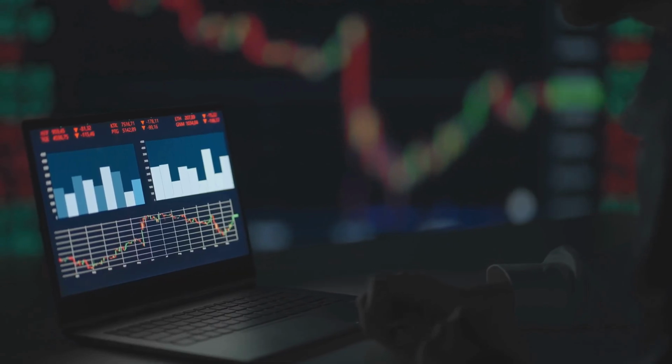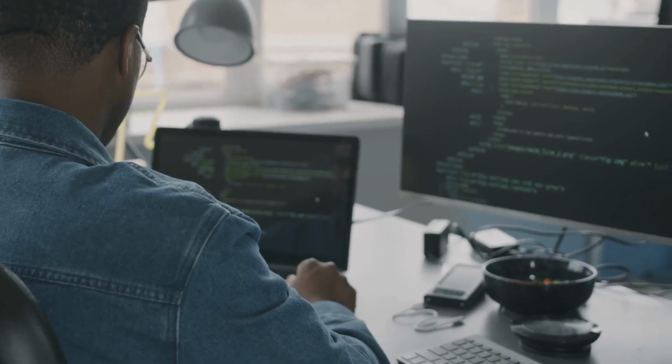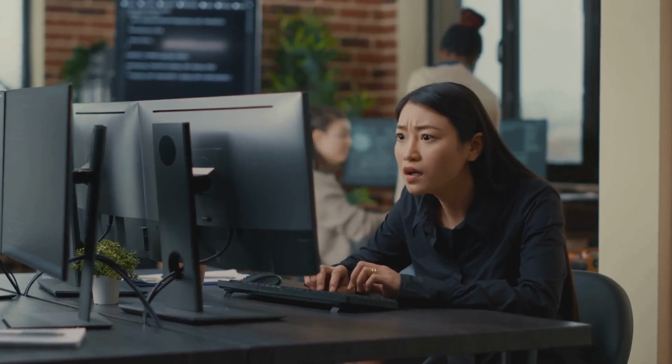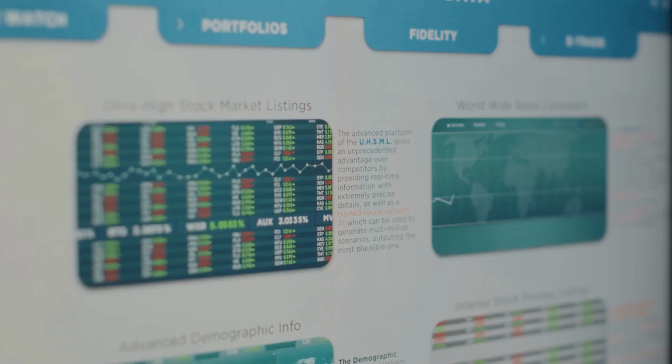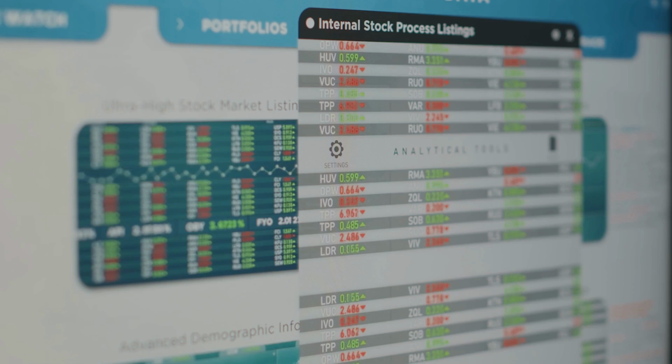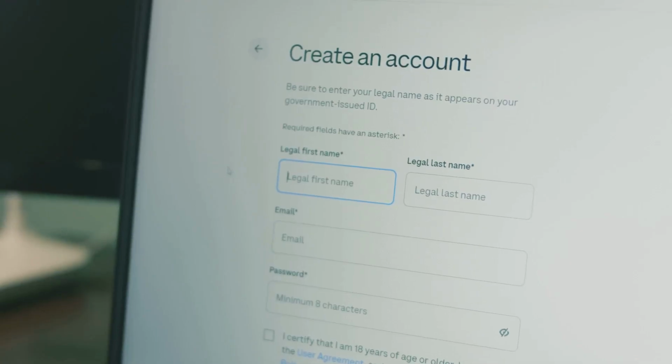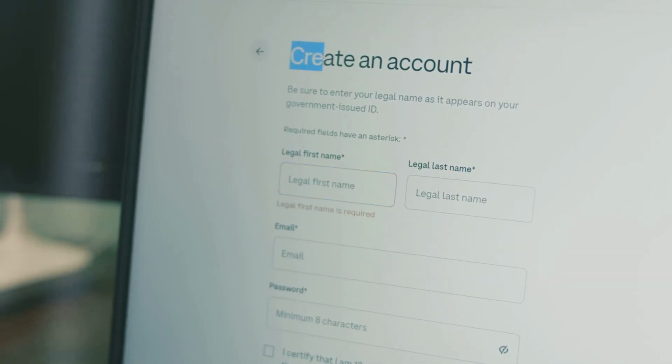Before we can unleash our trading bot on the market, we need to lay the groundwork. This involves setting up an Alpaca account and configuring our Python environment. Alpaca is a commission-free brokerage platform that offers a robust API for algorithmic trading. To get started, head over to the Alpaca website and create an account.